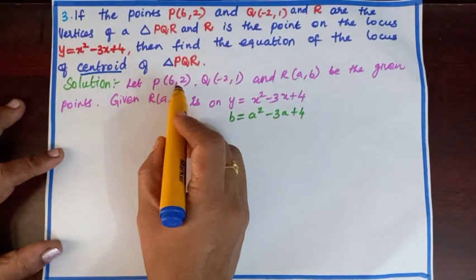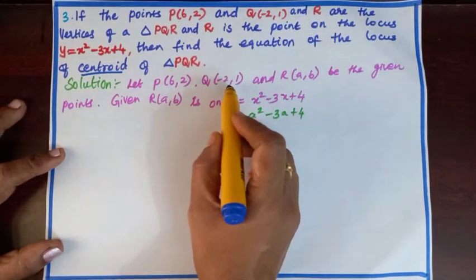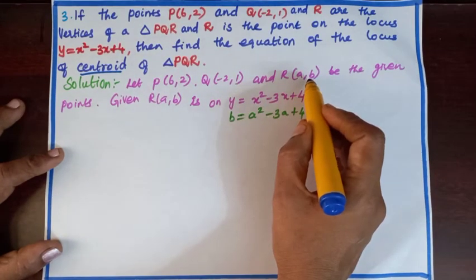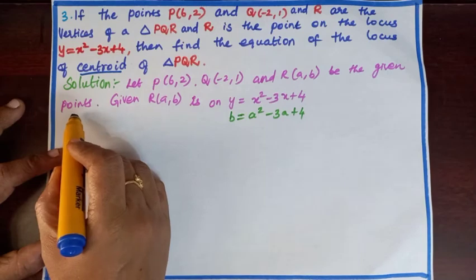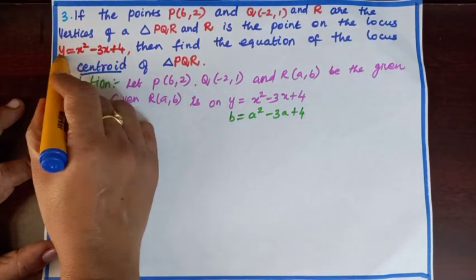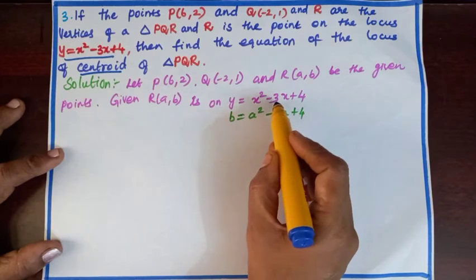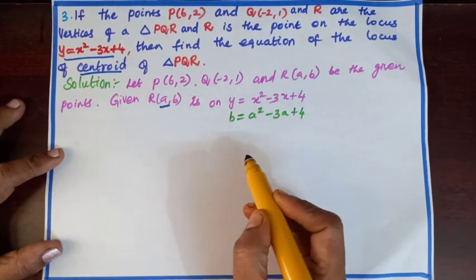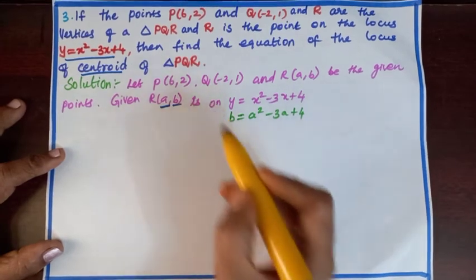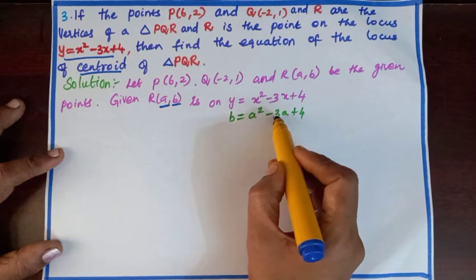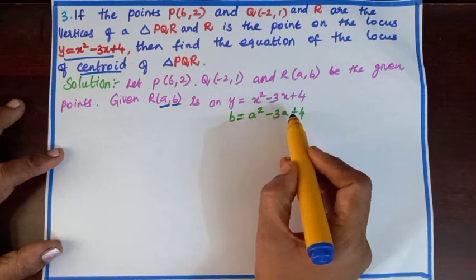Let P(6, 2), Q(-2, 1) and R(a, b) be the given points. Given R(a, b) is on y equals x square minus 3x plus 4. In the place of x, replace a, in the place of y, replace b. Then we'll get b equals a square minus 3a plus 4.